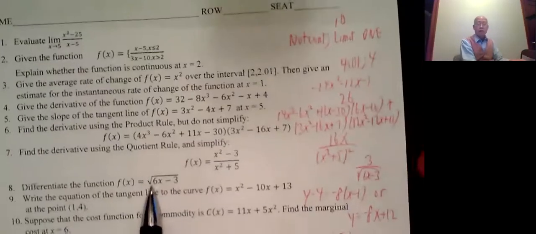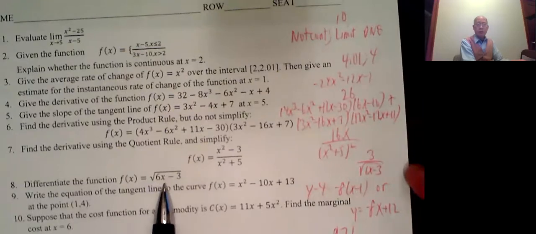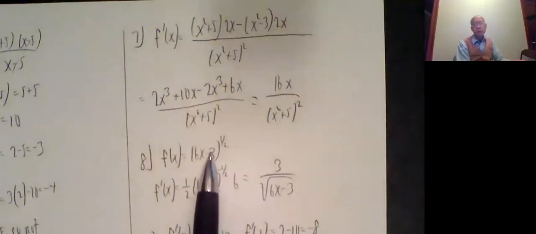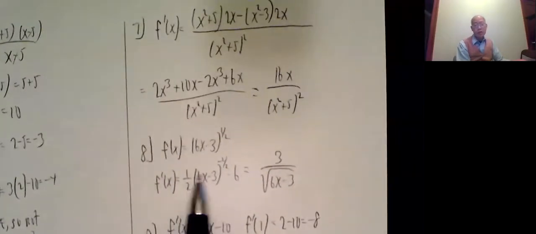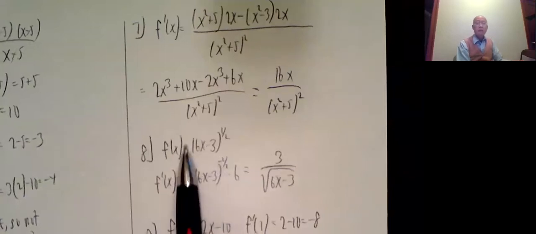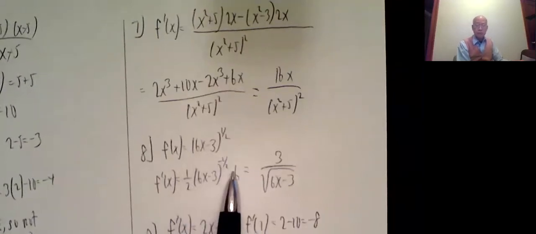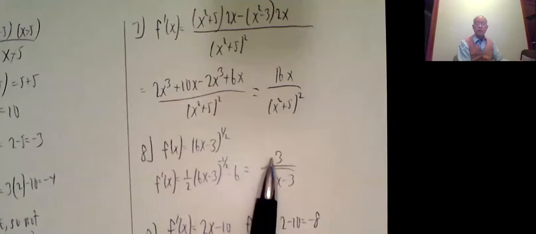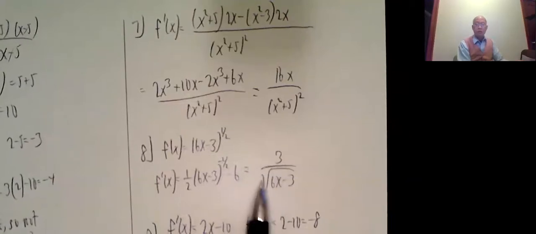Number 8, find the derivative of square root of 6x minus 3. That should be treated as 6x minus 3 to the 1/2 power. So chain rule, f prime of x is 1/2, 6x minus 3 to the negative 1/2, times the derivative of the inside, which is 6. Clean it up, 1/2 times 6 is 3. That goes downstairs as a square root. So final answer, 3 over square root of 6x minus 3.